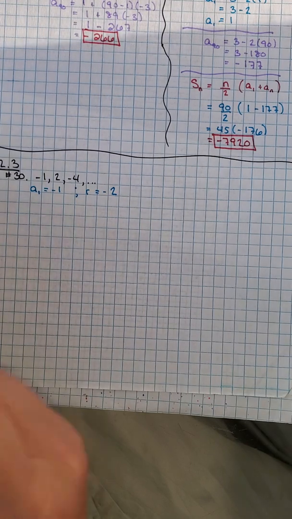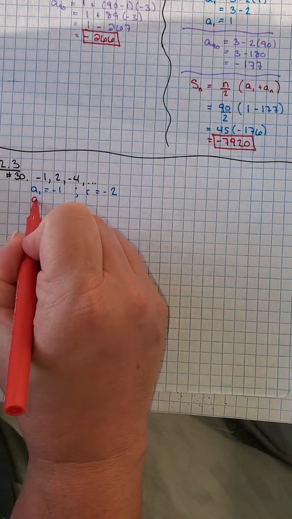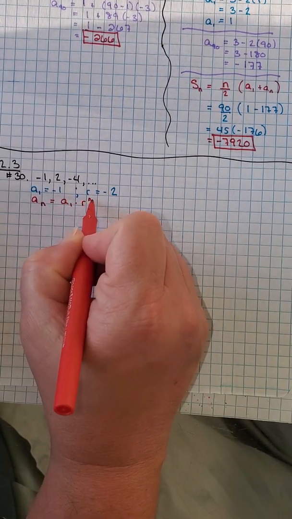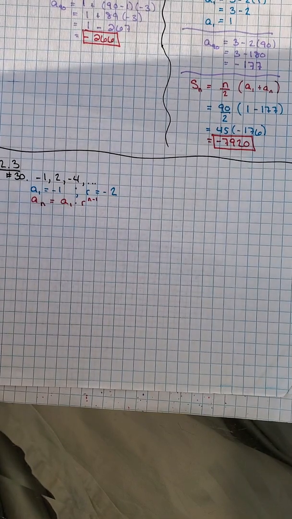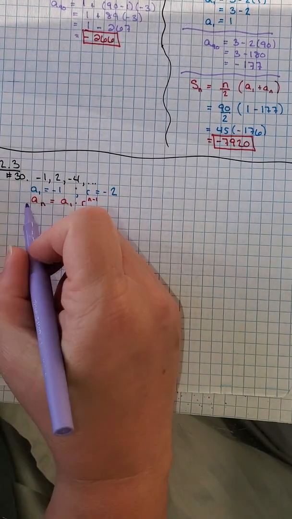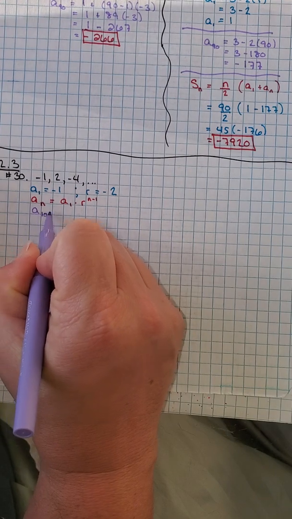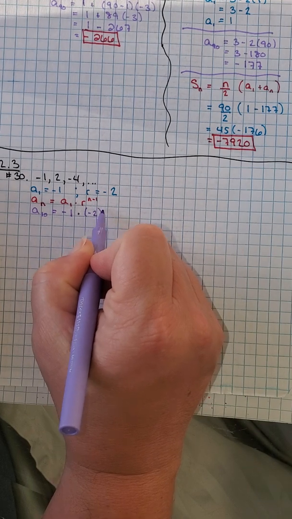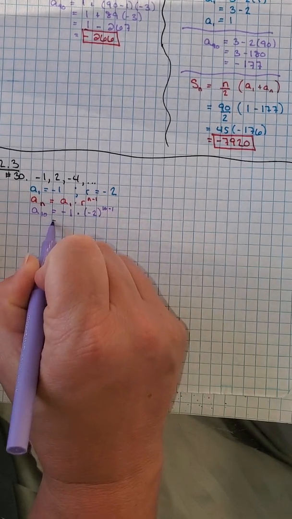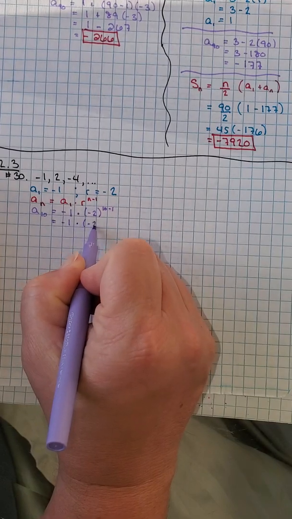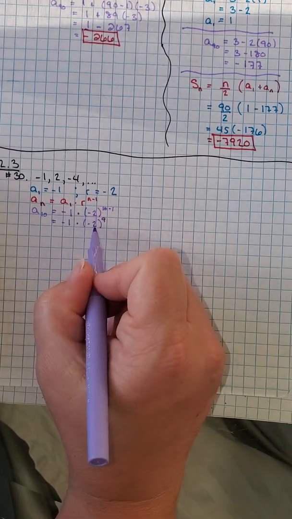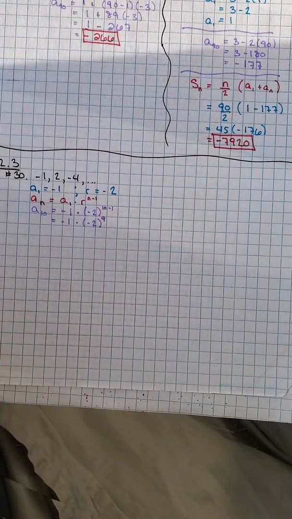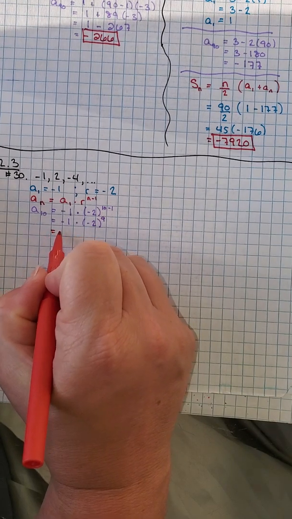So if we're finding our 10th term, using a sub n equals a sub 1 times r to the n minus 1. So for us, a sub 10 equals negative 1 times our r, which is negative 2, to the 10 minus 1. So that's negative 1 times negative 2 to the 9th. Negative 2 to the 9th would be a negative, and then negative times a negative will turn it positive. So the answer is 512.